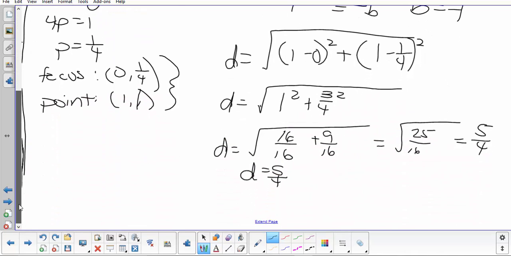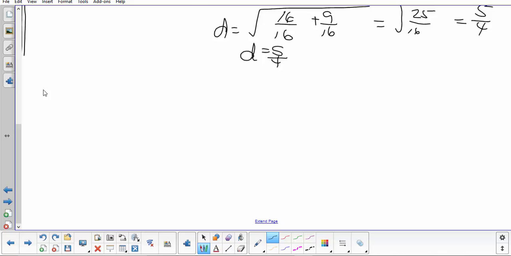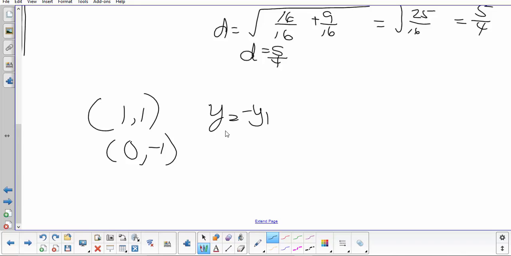Now, the next thing we would do, so we have our points. We have a point at 1, 1. We also have a point at 0, -1. So we would need to find the slope between these 2 points. So our slope is y2 minus y1 over x2 minus x1.